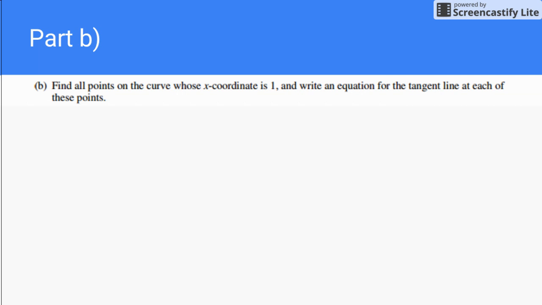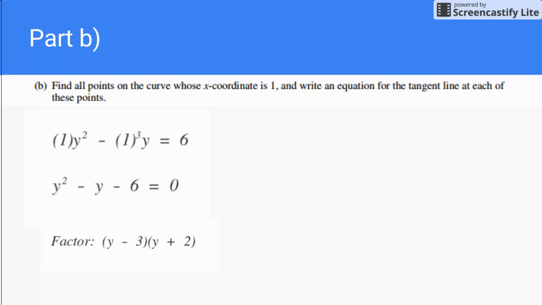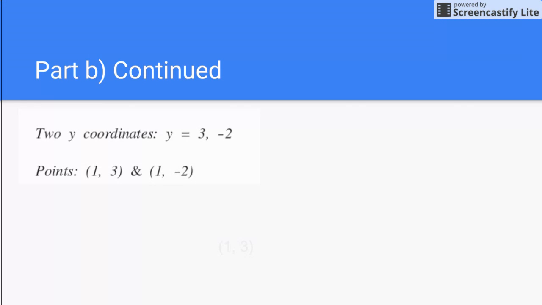So on to part B. You're going to want to find all the points on the curve where the x-coordinate is 1 and write an equation for the tangent line at each of these points. Your first step is going to be to plug 1 in where x would be. Then you move down to where you have y squared minus y minus 6 equals 0, and you're going to want to factor from there. So you get y minus 3 times y plus 2, which gives us our two y-coordinates being 3 and negative 2.